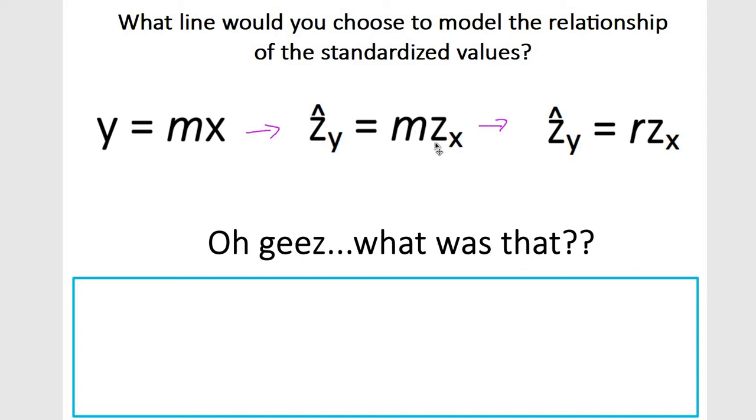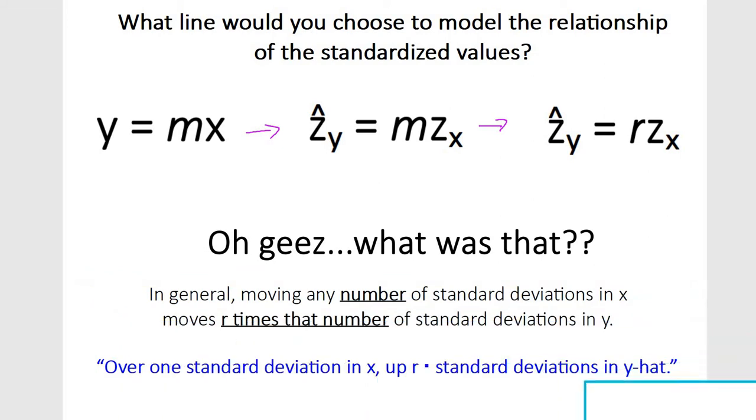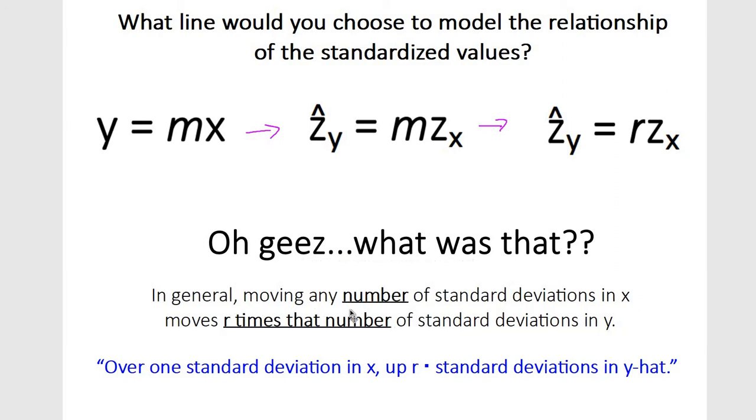If that totally confused you, maybe it might make more sense to think of it in sentence form. In general, moving any number of standard deviations in x is going to move r times that number of standard deviations in y.